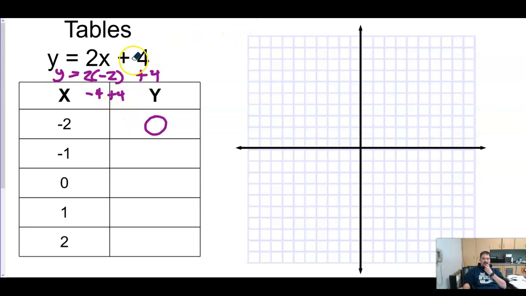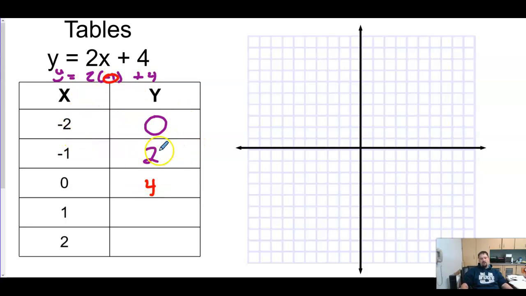Let's go ahead and erase this and do it again, but now with my x being -1. So we're going to say y equals 2 times -1 plus 4. 2 times -1 is -2. -2 plus 4 is 2. Now we would plug in a 0 here, because that's what my next x value is. 2 times 0 is 0, plus 4 is 4.